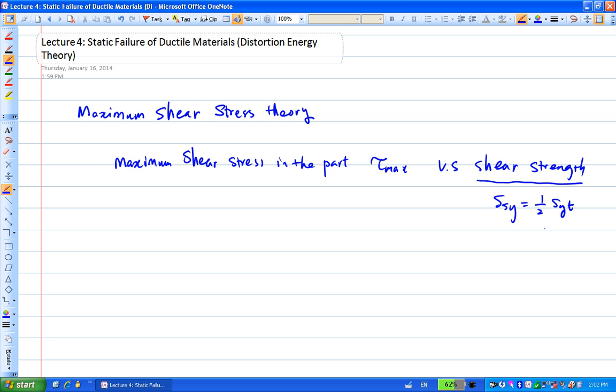And this tau max, no matter what, is always (sigma 1 minus sigma 3)/2. Given a state of stress, whether it's plane stress or 3D stress, you always look at it in the 3D case. So you should figure out sigma 1 and sigma 3, the two principal normal stresses, then subtract them and divide by 2, and you get your maximum shear stress. Basically, you compare this with this.